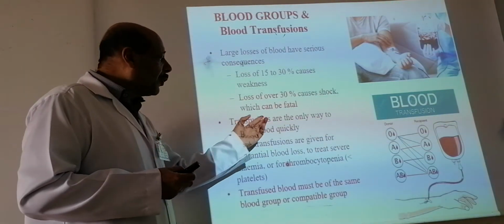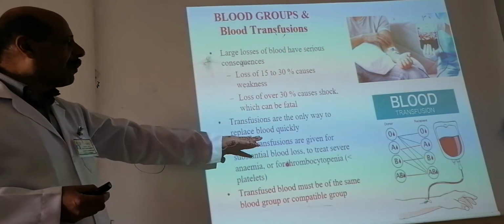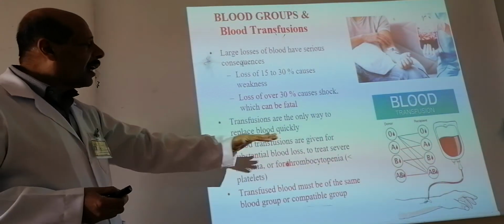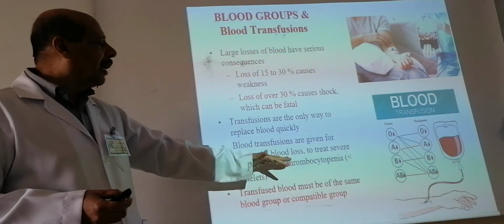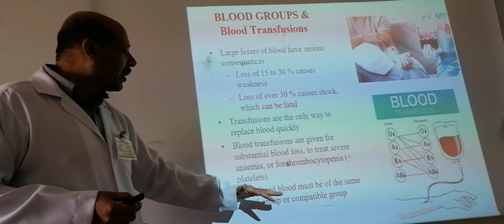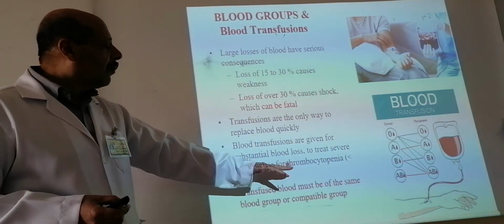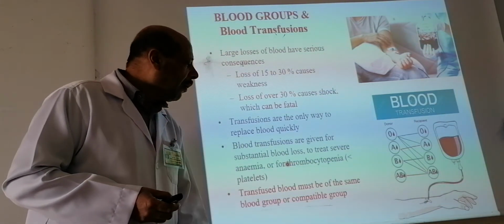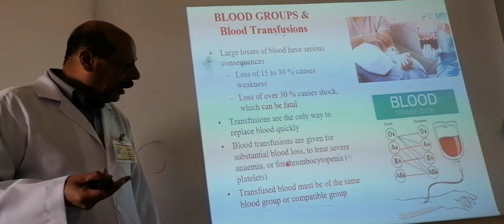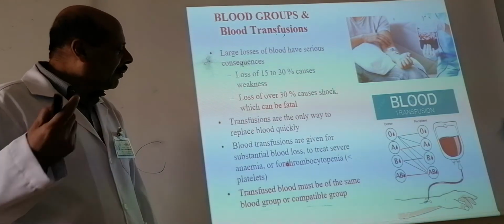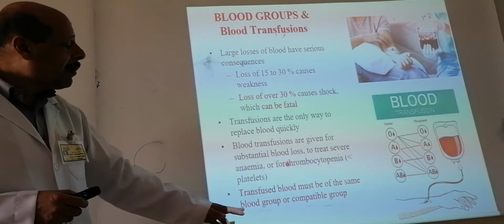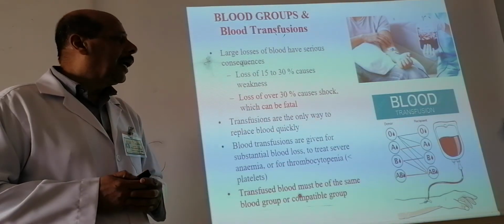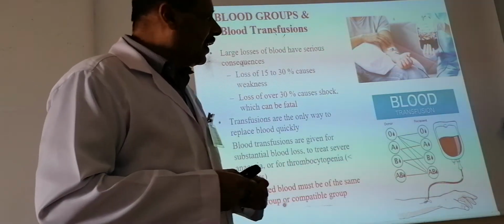Transfusion is the only way to replace the blood quickly. Blood transfusion is given for substantial blood loss and to treat severe anemia. Also, transfusion of blood must be the same blood group that the person is having.